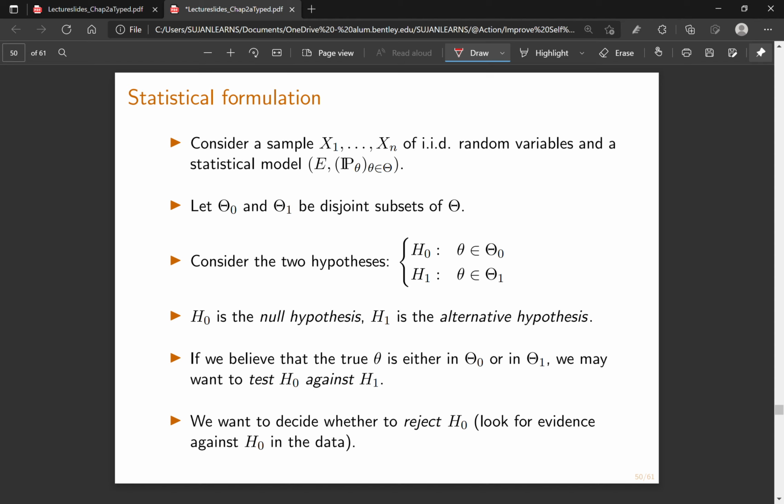Why do you want to use this modeling or statistical formulation for hypothesis testing? We want to do this because it allows us to do all possible tests at once in one unified theory. That means if you have a statistical model, it allows us to treat all kinds of tests at once.